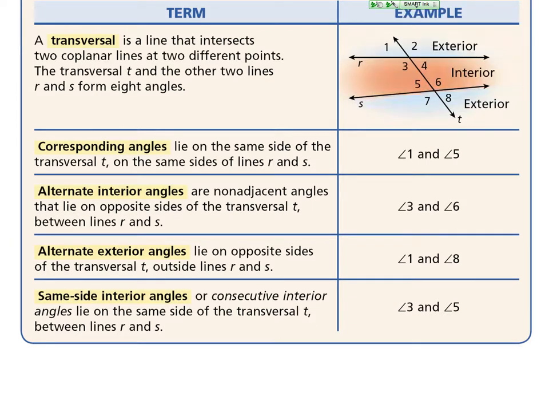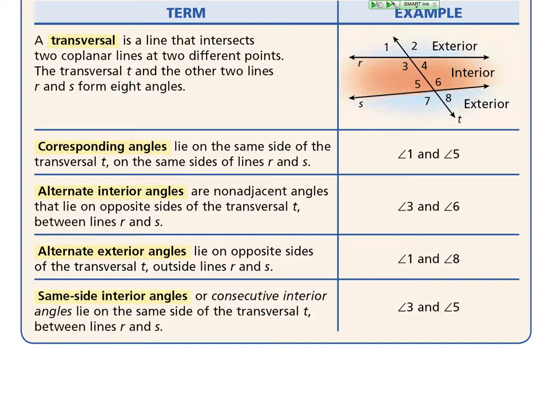All right, third one down, alternate exterior angles. Exterior now, and alternate would mean different sides of the transversal. So if I pick angle 1, is it 7 or 8 that would go with it? 8. So 1 and 8 are alternate exterior, 2 and 7 are alternate exterior.